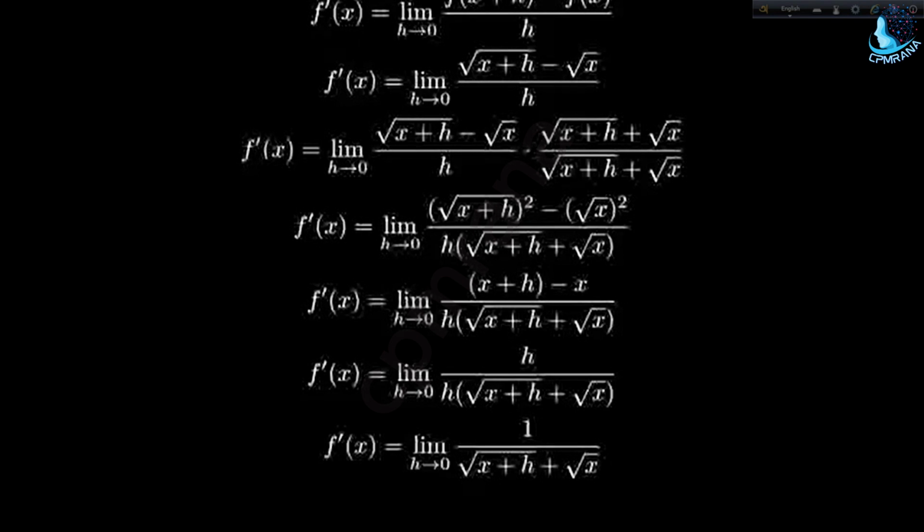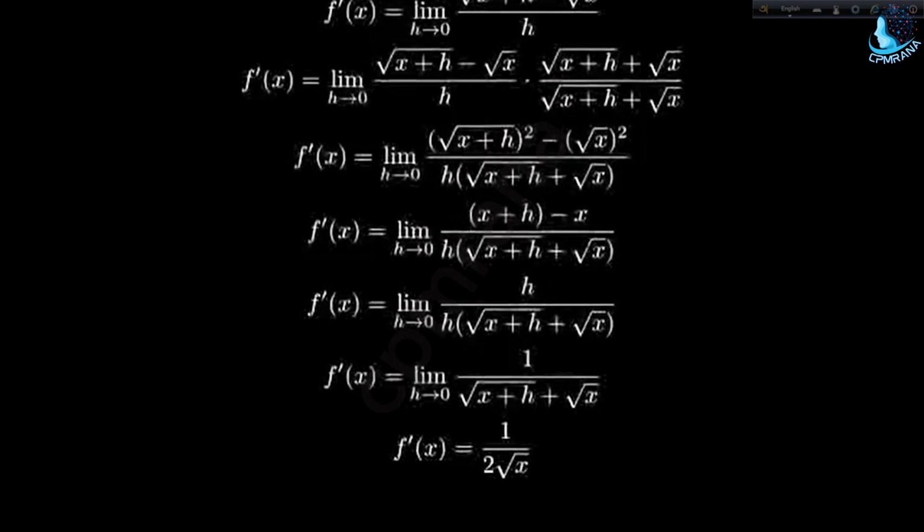Now we can evaluate the limit as h approaches 0. As h approaches 0, square root of x plus h approaches square root of x. So we get 1 over 2 times square root of x.